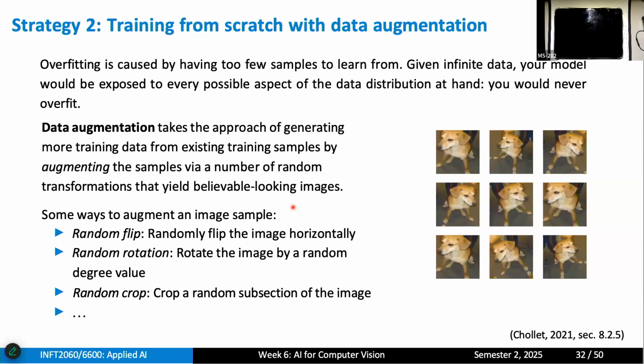So data augmentation takes approaches for generating more training data from existing training samples by augmenting the samples via a number of random transformations that yield believable-looking images. Okay, this includes random flip, randomly flipping the image horizontally, random rotation, rotating the image by a random degree value, and random crop of random subsections of the image. So that's all the detailed methodology for your strategy 2.